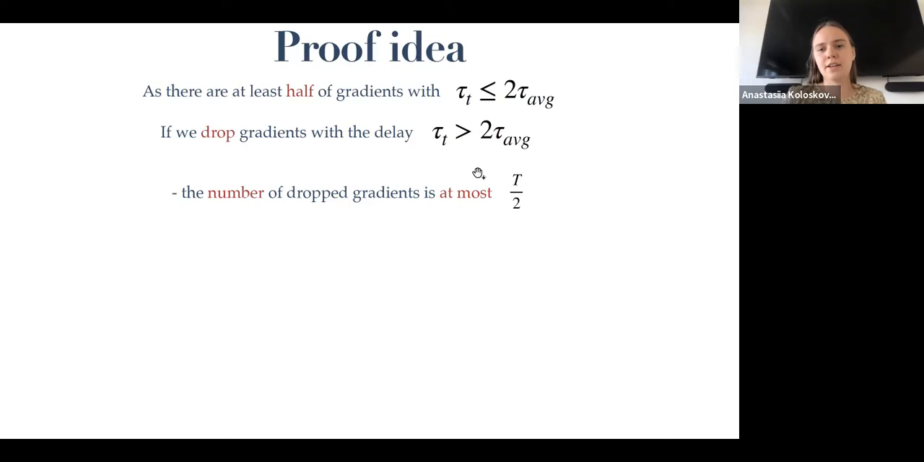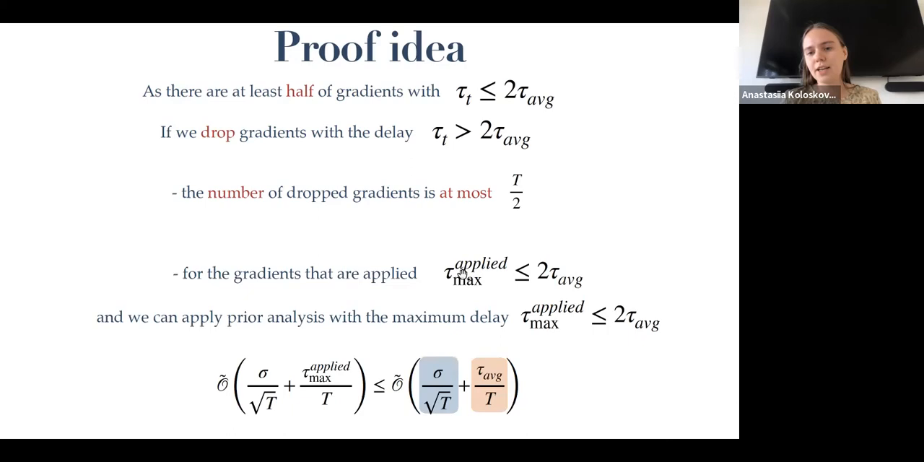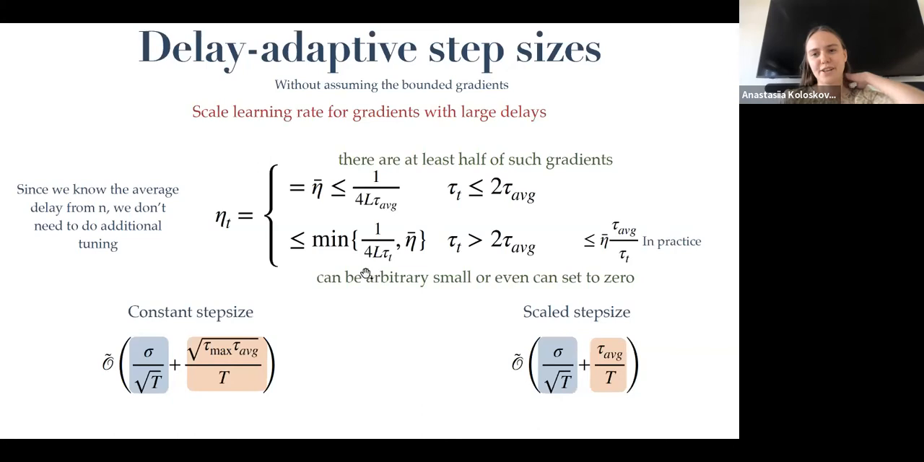If we drop all of them, then the maximum delay of the ones which we apply will be 2 times tau average, right? Because we just dropped all the rest. And then if we use the old convergence rate with this maximum delay, we can replace it by 2 times tau average, right? And we would replace t by t over 2, right? But these are just constants, right? And we get the tau average convergence rate. Just to note, the full proof is a bit more complicated because we also allow for non-zero step sizes, but the idea is basically this.